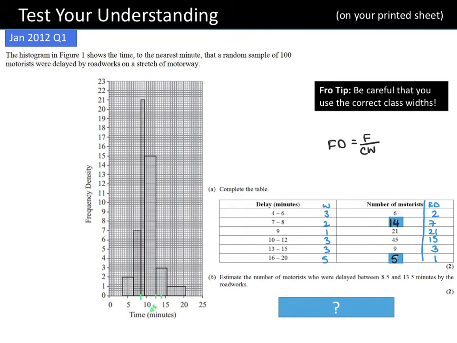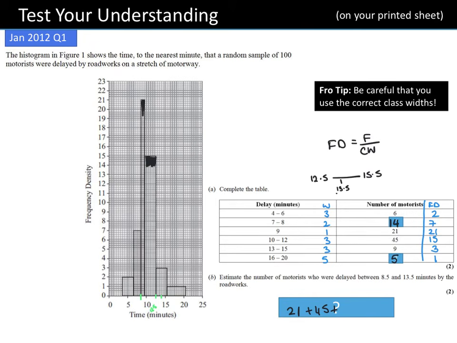So I know I'm going to have to do 14 plus, no, it's not 14, sorry, 21, because that's the area of this bar here, the whole of it, plus the total area of here, which we know is our frequency, 45, plus, now, because I want the total. Now, I know between 13 to 15, this is actually in the graph as 12.5 to 15.5.